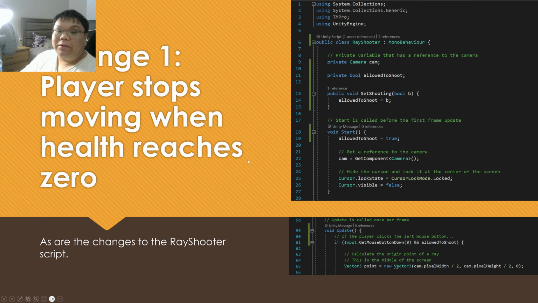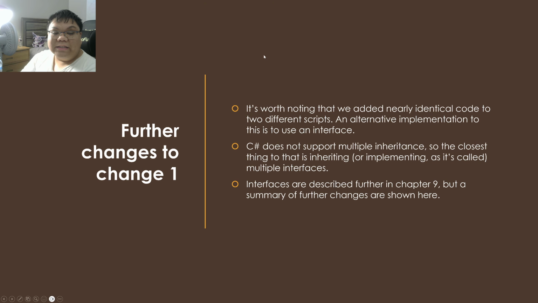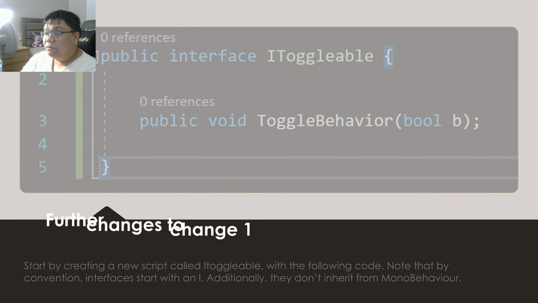I will also be demoing all of these changes towards the end of the video as well, but you may notice that we've written nearly identical code for both of these two components, the race shooter and FPS input. There are further modifications we can do to simplify all this code. So in C#, there is no such thing as multiple inheritance, but the next closest thing to that is something called implementing an interface. So an interface would look something like this.